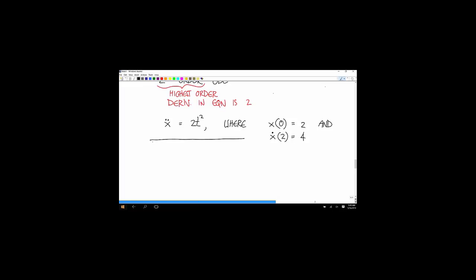Okay, so I'm going to do this step by step. First, I'm going to think of the second derivative of x with respect to time. You can think of that as d dt of x dot. And so I'm going to write it that way. Just deal with one of those derivatives at a time. So d dt of x dot is x double dot, and that's equal to 2t squared.